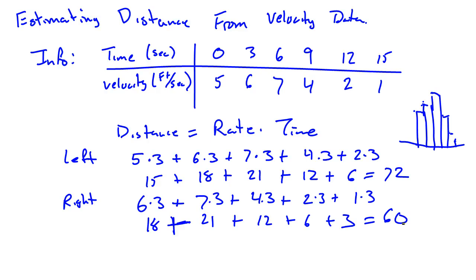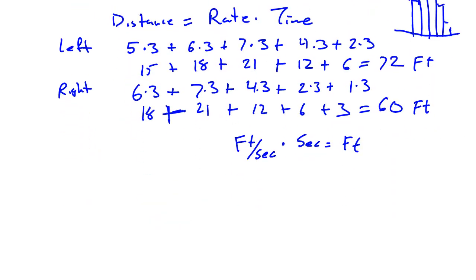Now notice, in a sense, it looks like an area here. But each one of these is a rate. It's a feet per second. And then I'm multiplying by seconds. So the result is feet. So this was 72 feet, or 60 feet. So from this information here, I'm thinking that this object moved somewhere between 60 and 72 feet in those 15 seconds. Okay. Notice, it's a very similar process to what we were doing with calculating volumes.